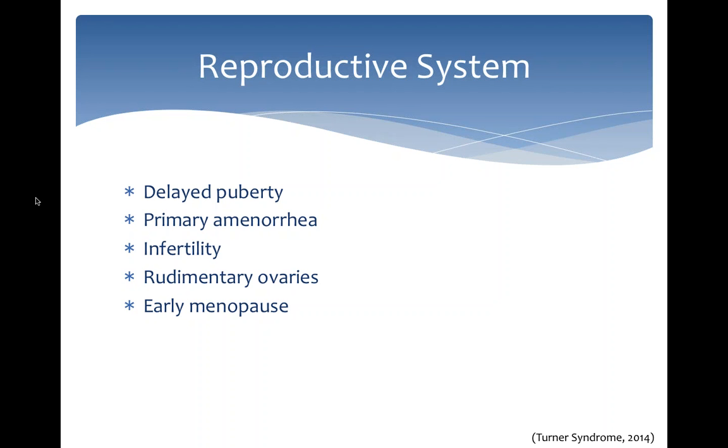Turner syndrome can also affect the reproductive system of a female, and it can result in delayed puberty, primary amenorrhea, infertility, and rudimentary ovaries, which is just incomplete development of the ovaries. And once they do hit menarche and have their menstrual period, they can hit menopause earlier than normal females.